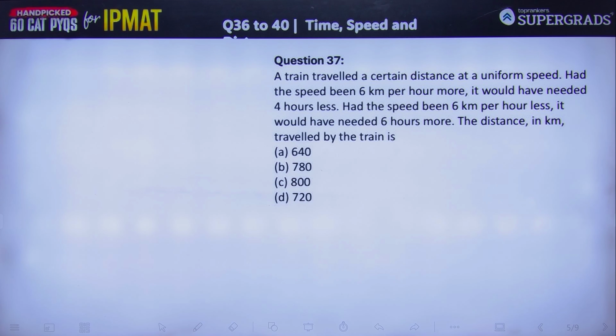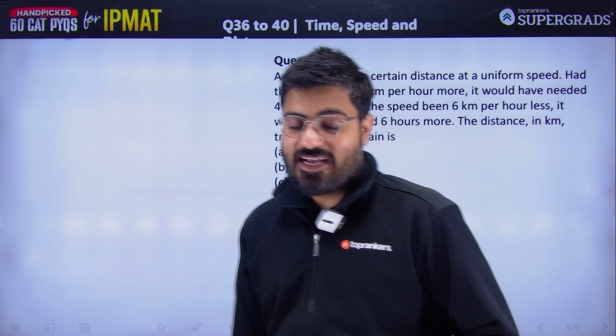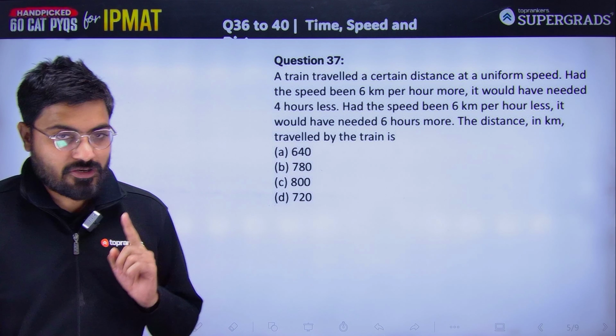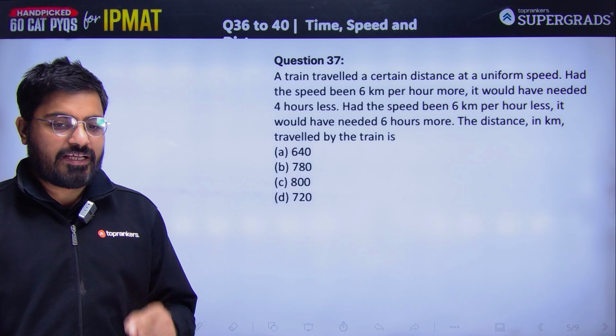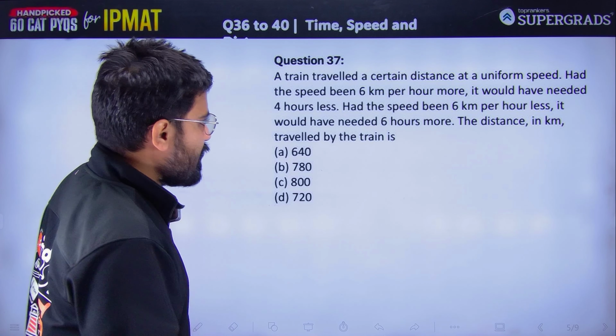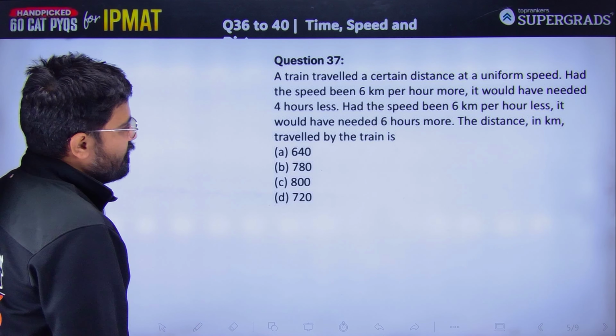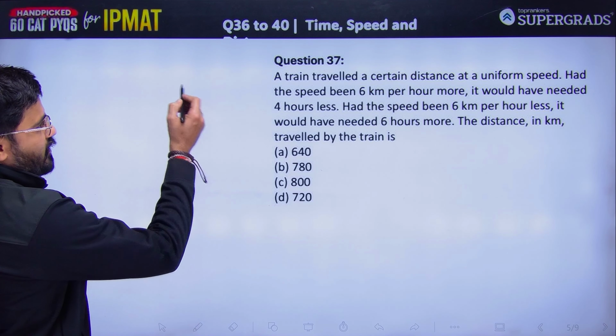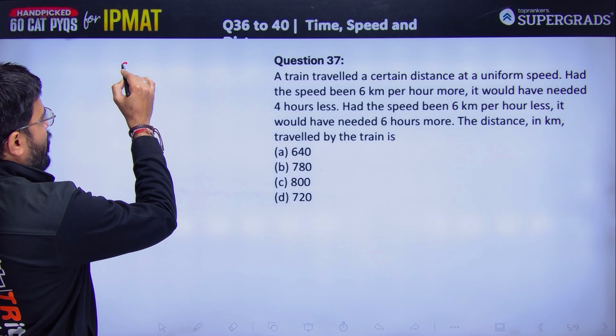A train traveled a certain distance at a uniform speed. Had the speed been 6 km per hour more, and here's a catch, pause the video here itself. Pause it here, try it yourself, and then come to the solution. Let's continue with our explanation. It would have needed 4 hours less. So let the speed of the train be t.